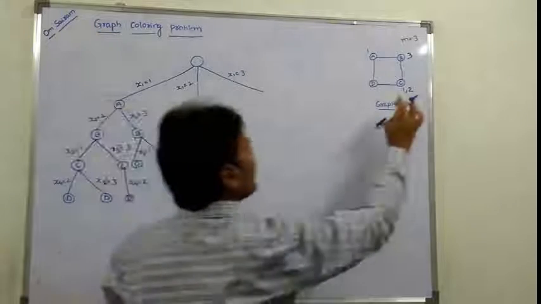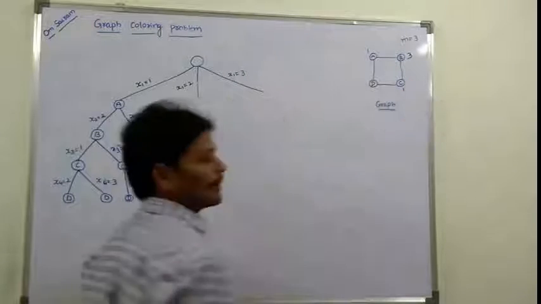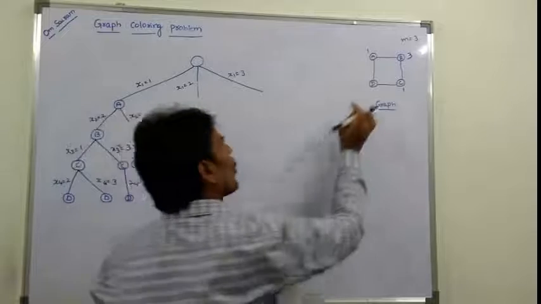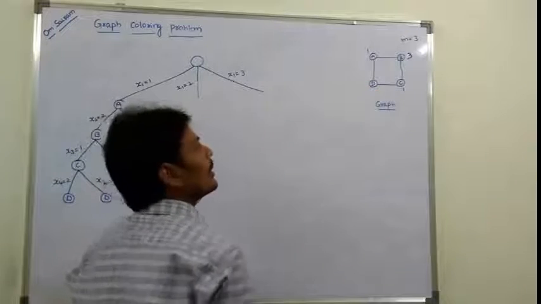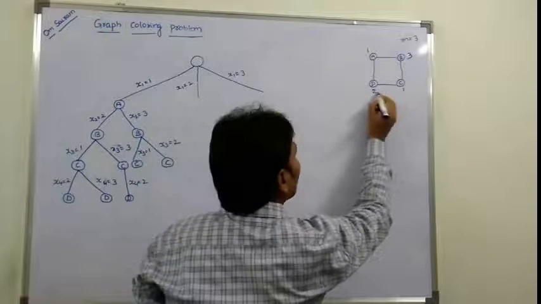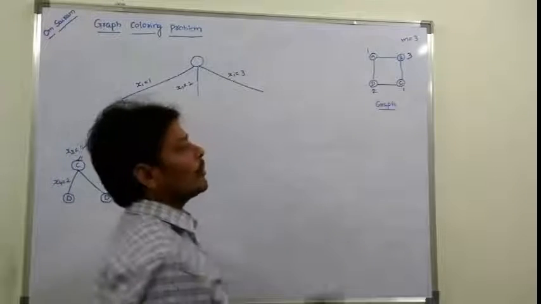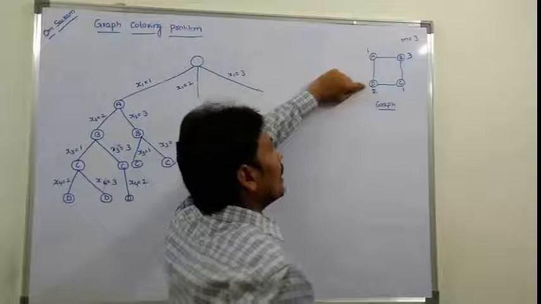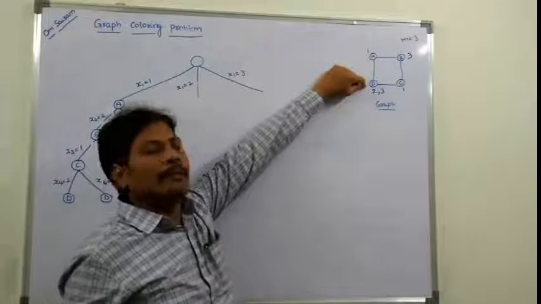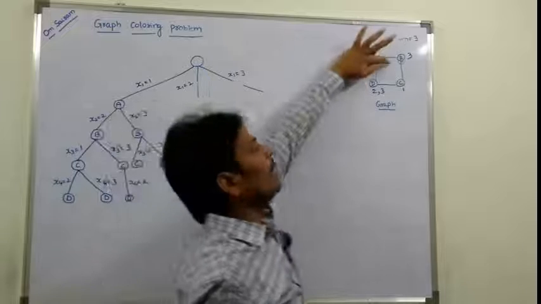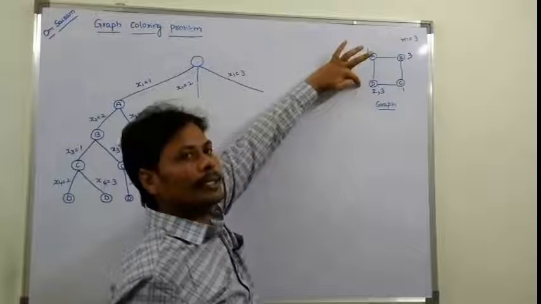Next, suppose vertex C is filled with the first color. What is the possible number of colors we can use for vertex D? So what is the remaining color? The second color may be used for vertex D, and the third color may also be used for vertex D, because B and D are not adjacent.